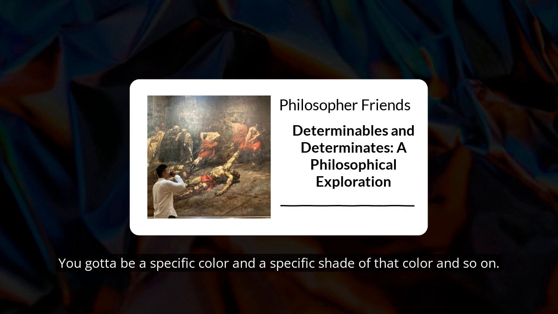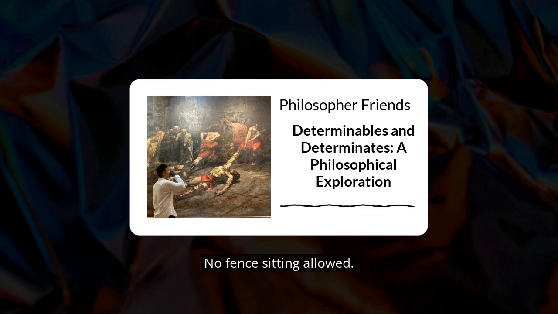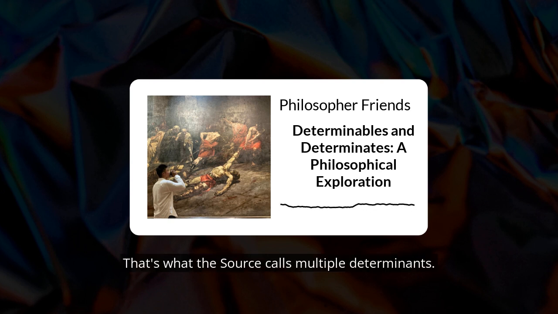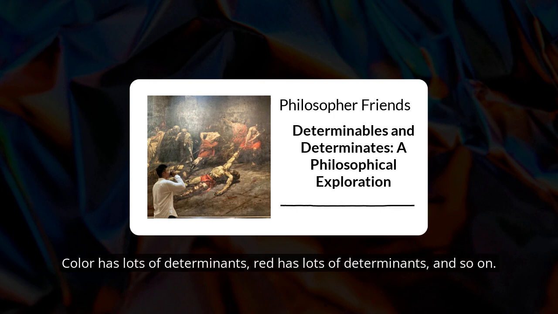You got to be a specific color and a specific shade of that color, and so on. It's like the universe is saying, pick a side, no fence sitting allowed. But even with all that specificity, there's still variety. Right. That's what the source calls multiple determinants. For any given determinable, there are others at the same level. Color has lots of determinates, red has lots of determinates, and so on.